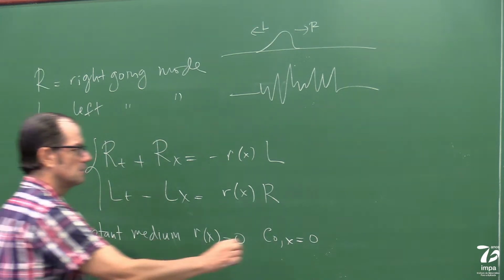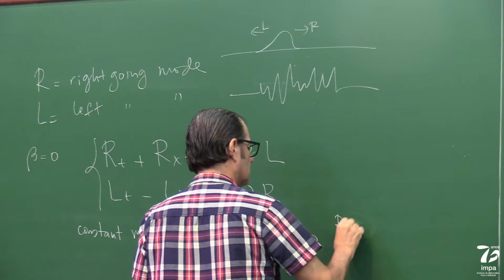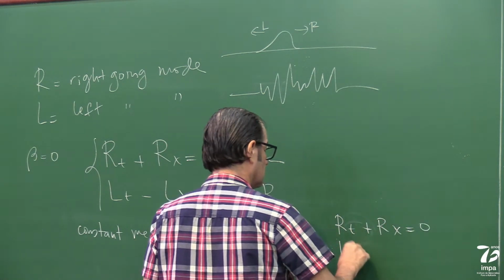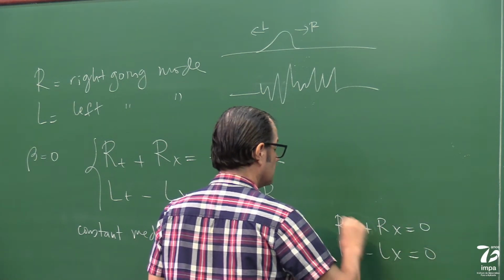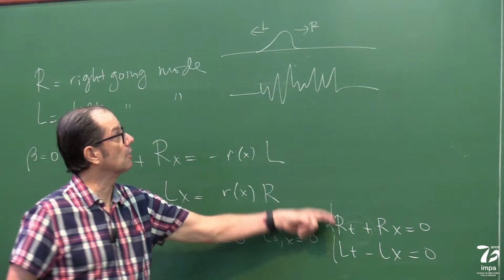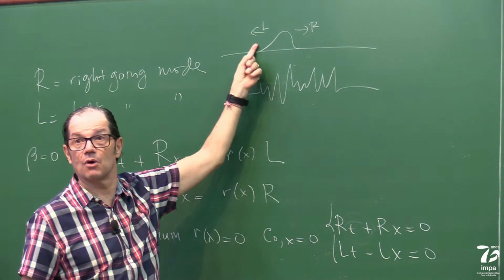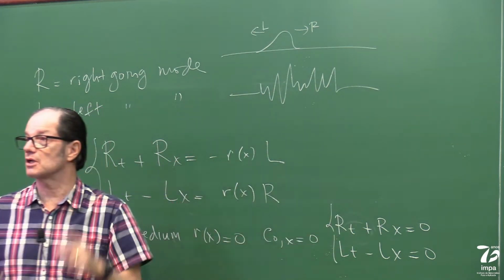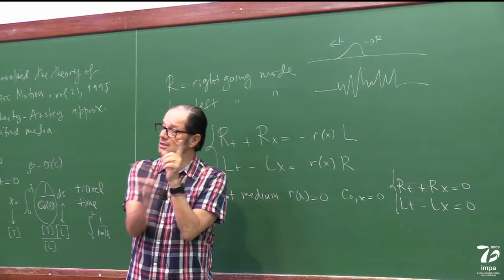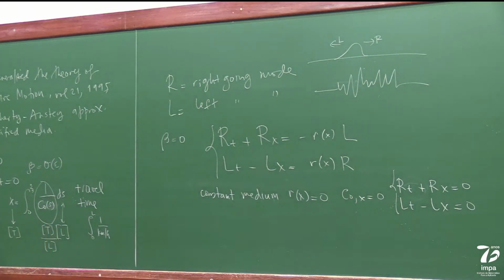So in this case, we have R_t plus R_x equal to 0, L_t minus L_x equals 0, which confirms that R is a right-going mode, L is a left-going mode, and they do not talk to each other. It's a linear problem, it's a superposition. This guy goes this way, this guy goes that way, and they don't talk to each other, okay?